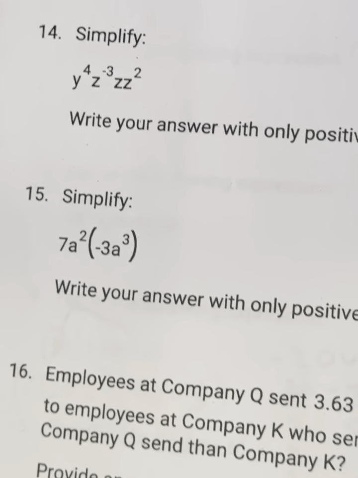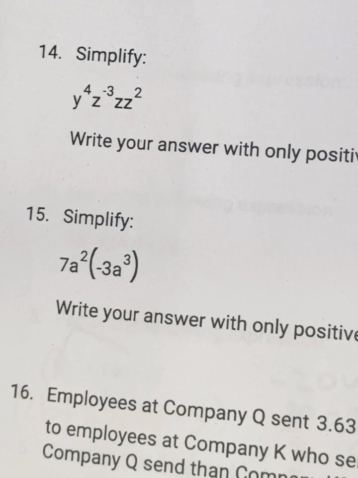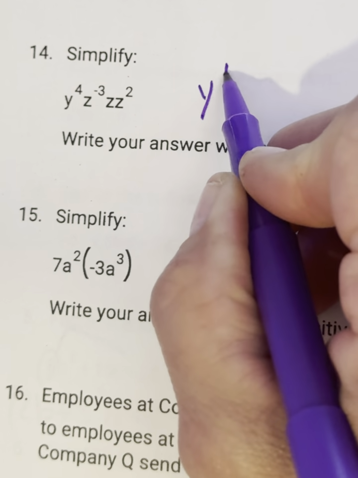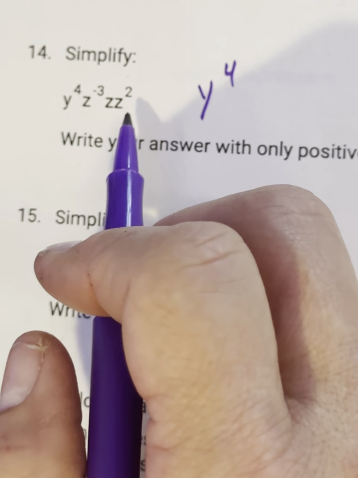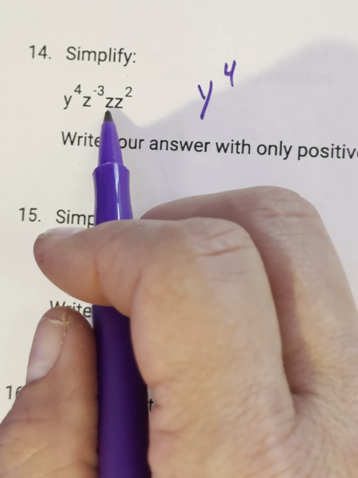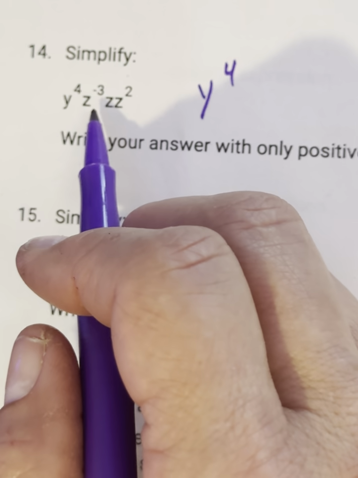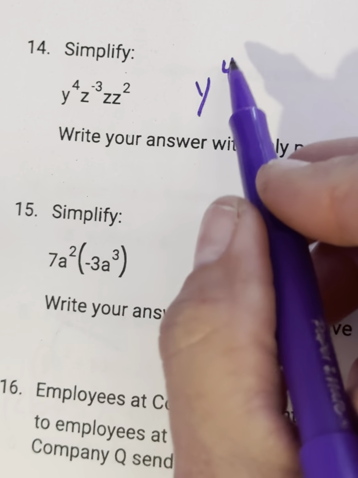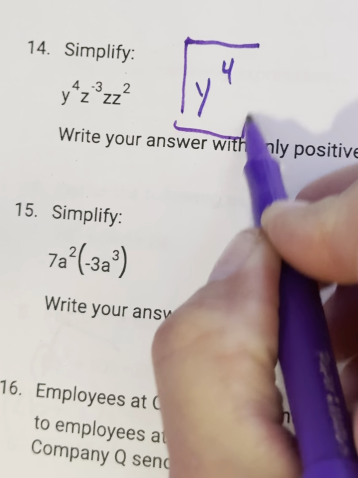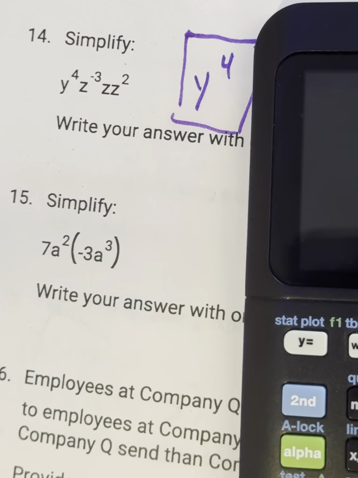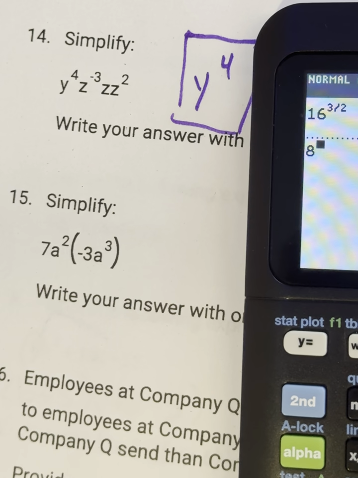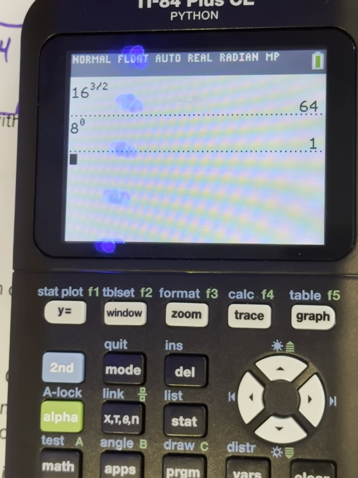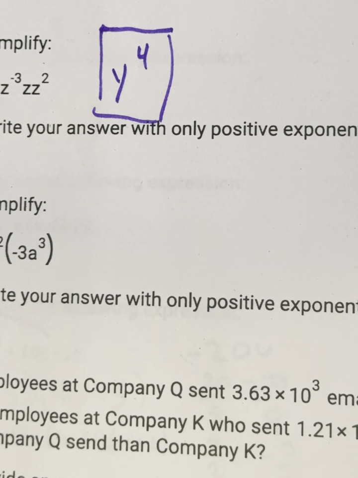Okay, number 14. We have y has no friends, so it just stays y to the 4th. When you multiply, you add. So 2 plus another z is 3, and 3 minus 3 is 0, and anything to the 0 power equals 1. So that makes it gone. And if you forget, you can do 8 to the 0 power, or any number to the 0 power, and you will discover that you'll get 1, because basically it cancels out.